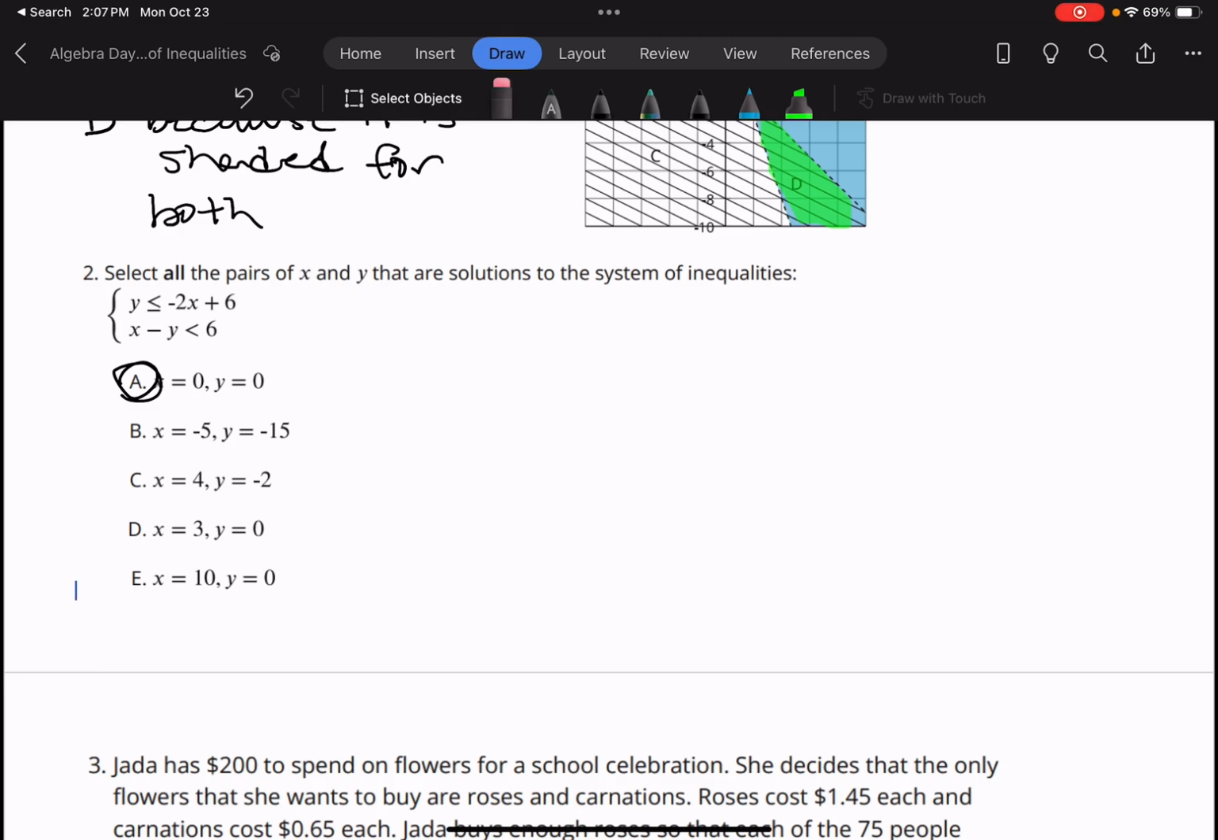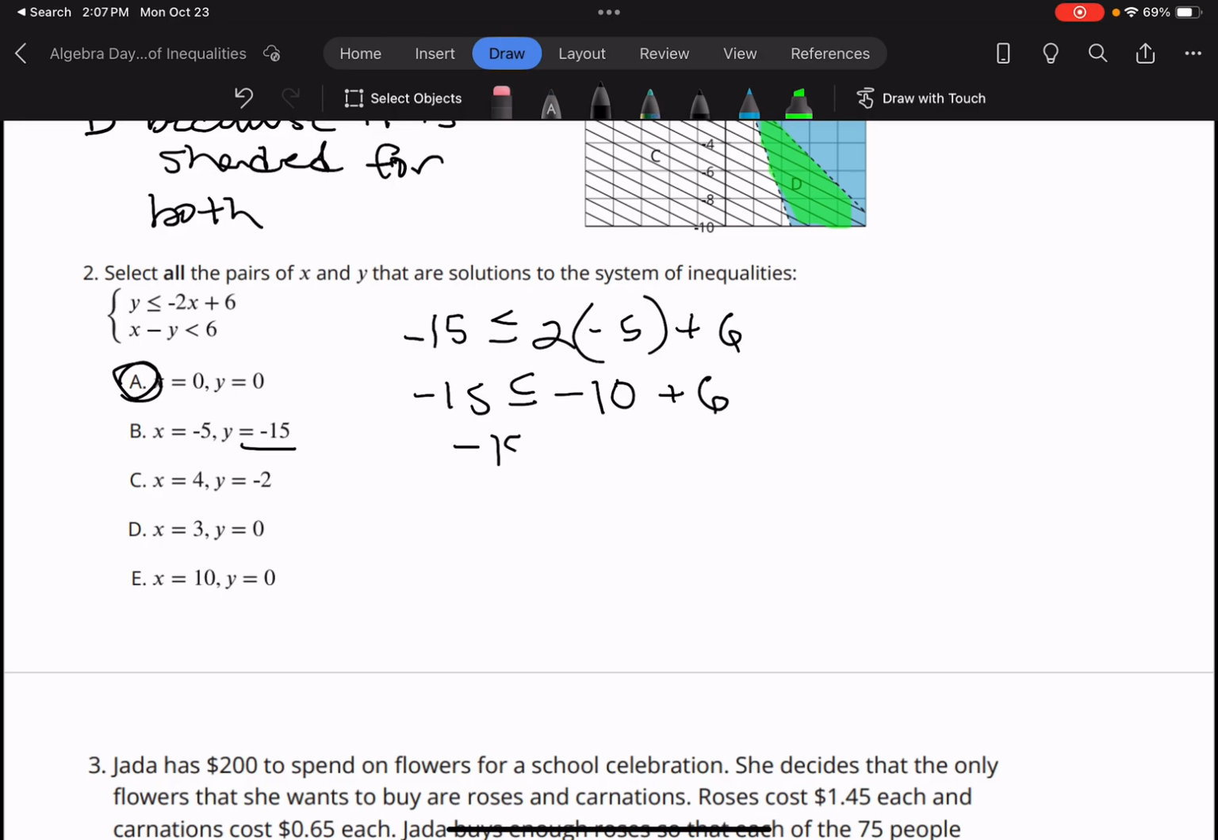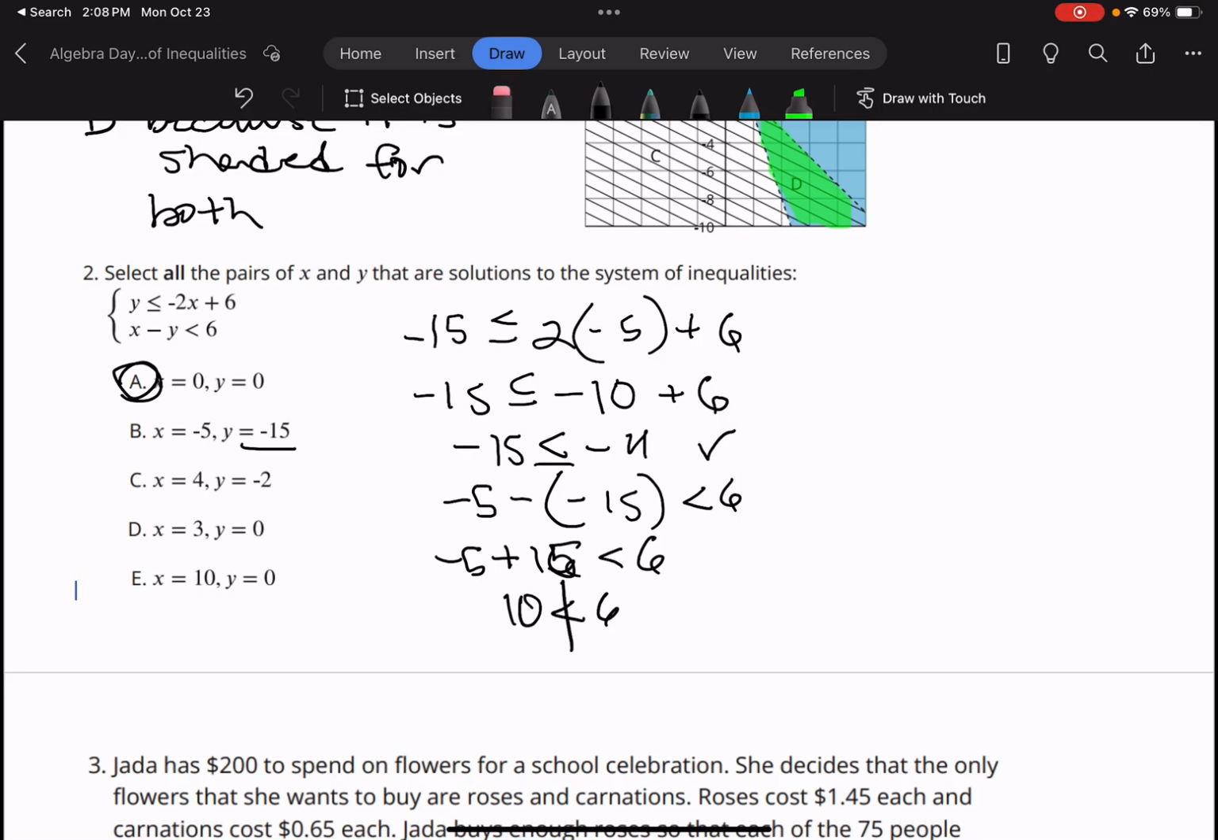Now we have to test B. So we plug in negative 15 is less than or equal to negative 2 times negative 5 plus 6. Negative 15 is less than or equal to negative 10 plus 6. Negative 15 is less than or equal to negative 4. That is true. So it works for the first one. The second inequality would be negative 5 minus negative 15 is less than 6. We'll get negative 5 plus 15 is less than 6, and that would be 10 is less than 6. That is not true. So B only works for one inequality, not for the other one.